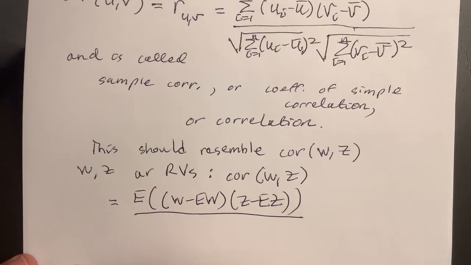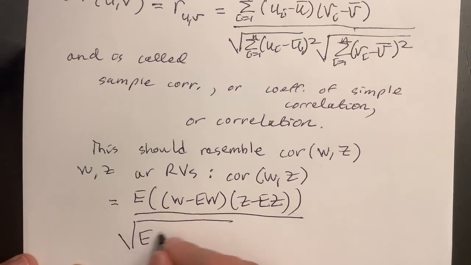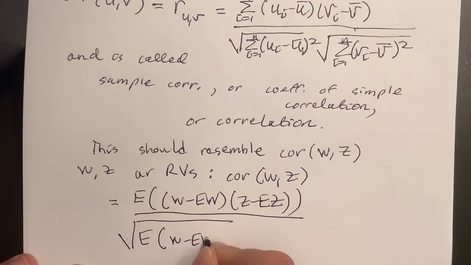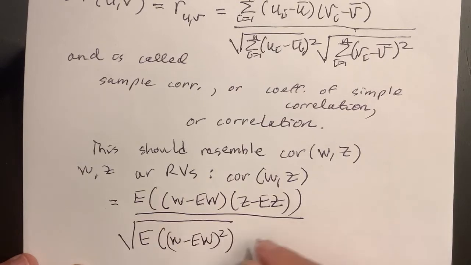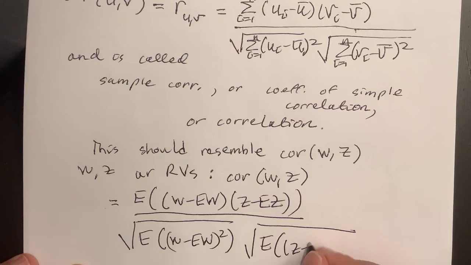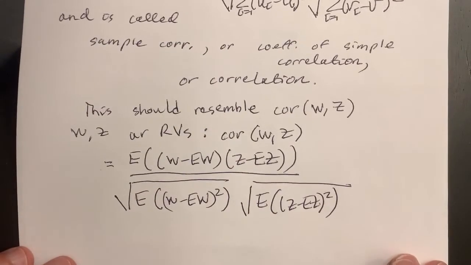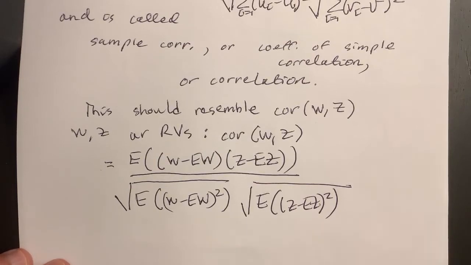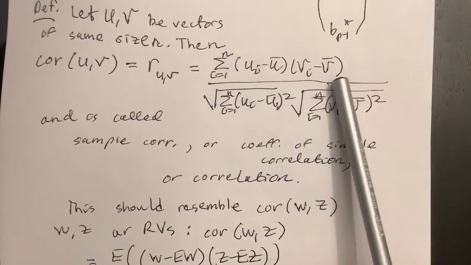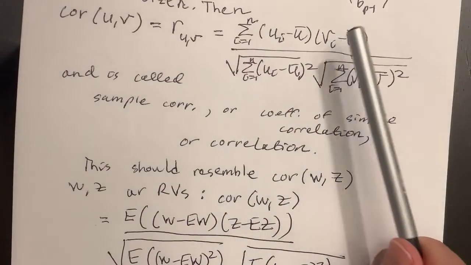on the bottom we have the square root of the variance. So this is the covariance here, and on the bottom we have the square root of the variance. So we would have square root, square root. Okay, so these are just averages here instead of expectations, best we can do.